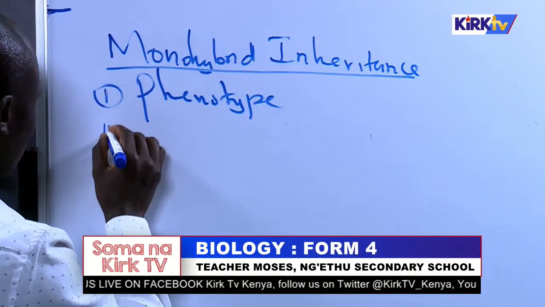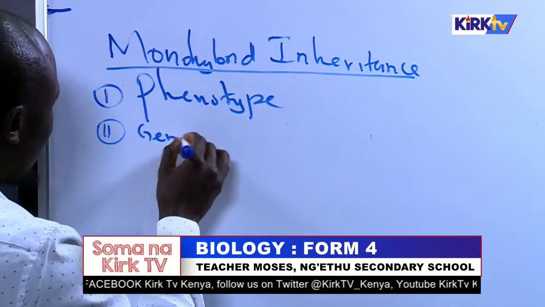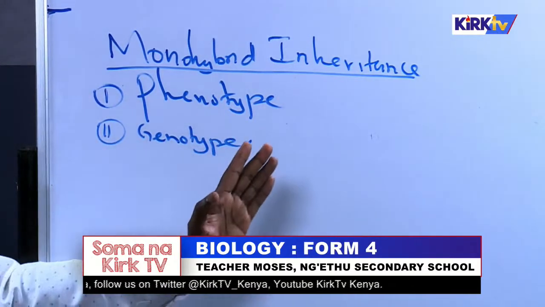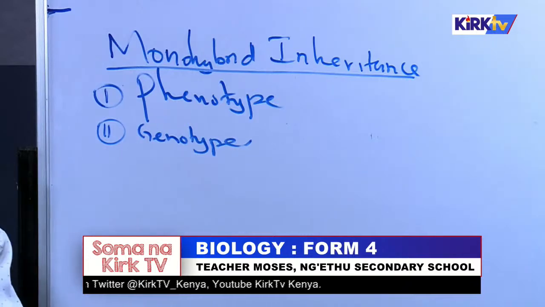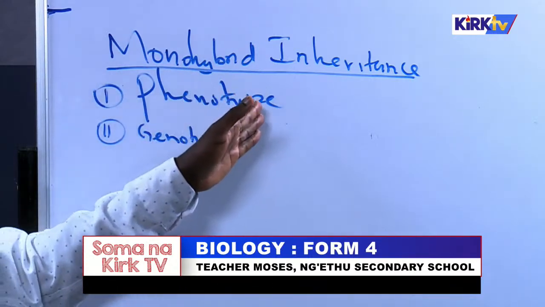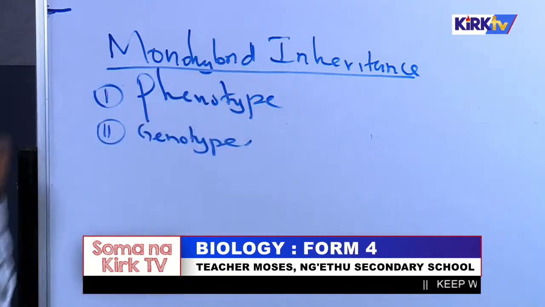And we have also the term genotype. So these are the two terms that we are going to come across while we deal with this concept of monohybrid inheritance. A learner should be able to know what this biological term referred to as the phenotype is, and what this thing called the genotype is.